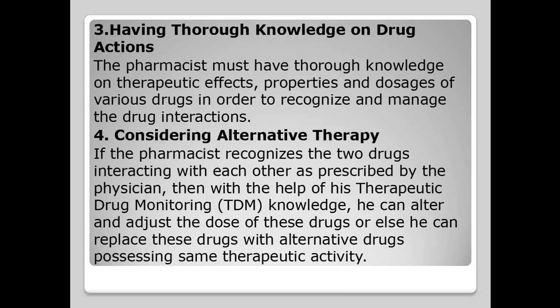Having thorough knowledge on drug actions. The pharmacist must have thorough knowledge on therapeutic effects, properties, and dosages of various drugs in order to recognize and manage the drug interactions. So, if the pharmacist has proper knowledge on drug interactions and proper dosage, they can advise the patient. If they find any drug interaction in the prescription, they can advise the patient to reduce the dose or increase the dose of one drug or the other drug, or they can advise a 2 to 3 hours gap while taking the medication.